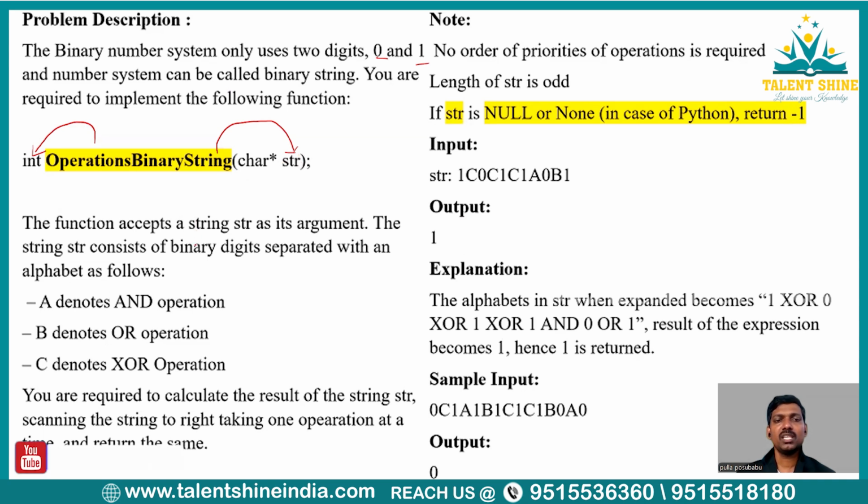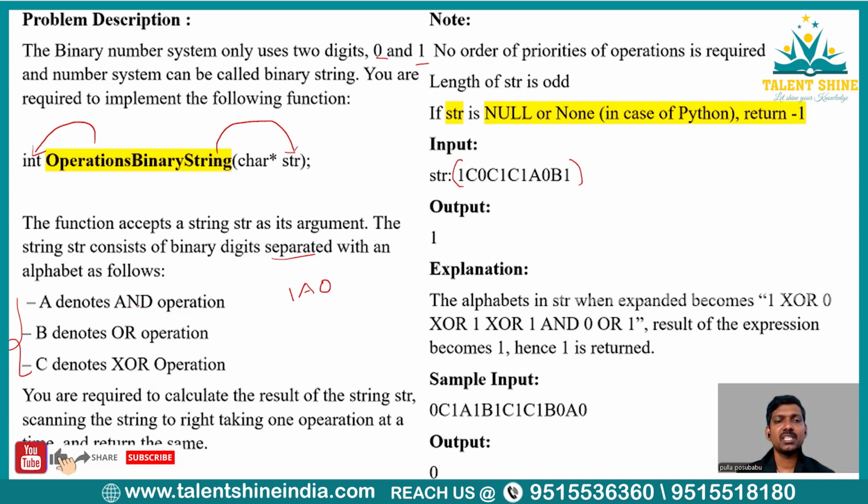Now let us see what is meant by binary string. If you see the sample input over here, we have to read a binary string. A binary string consists of binary digits which are separated with one of the alphabets given over here. The only alphabets we can use to separate the binary digits are A, B, C, which means you may write A or B or C.